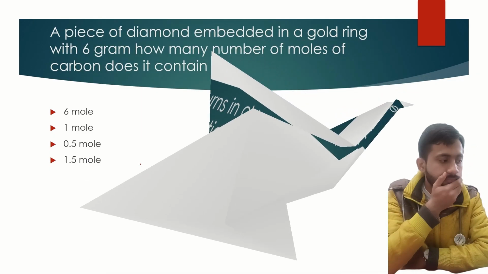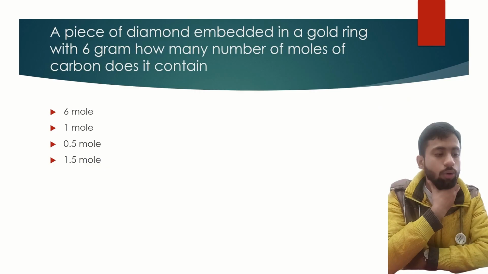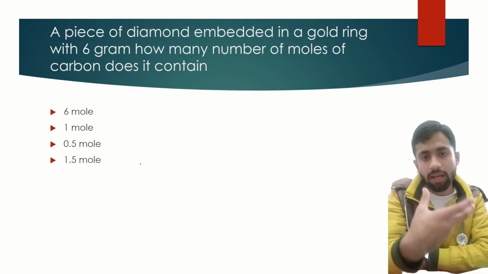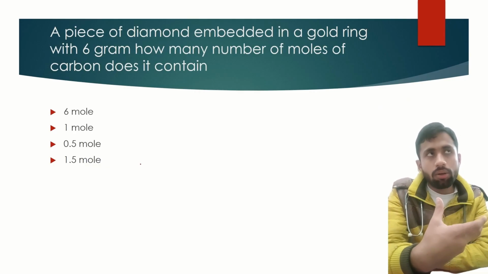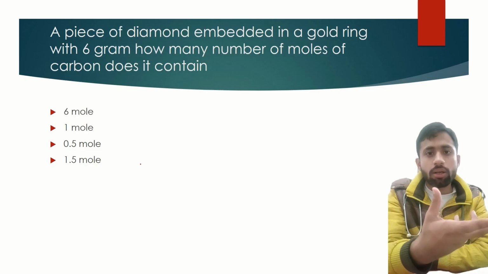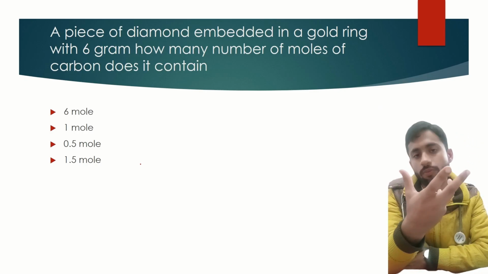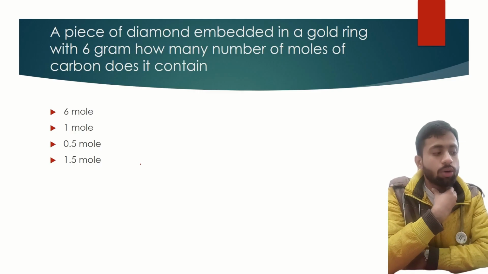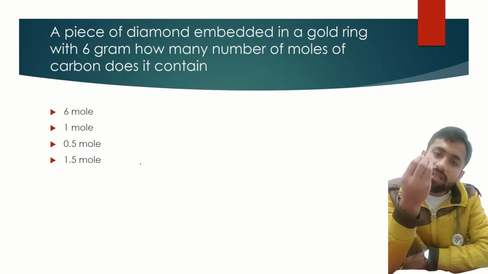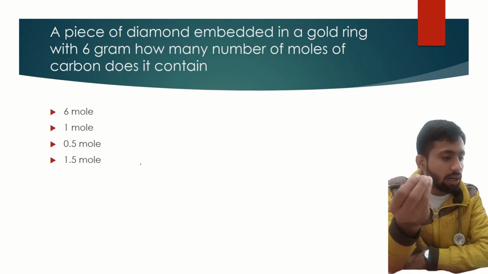Let's move on. A piece of diamond embedded in a gold ring. What is diamond? Diamond is basically carbon. Diamond, buckyball, and graphite: these three are basically different forms of carbon. Diamond embedded in a gold ring with 6 grams. How many moles of carbon does it contain? You basically have to find the number of moles.